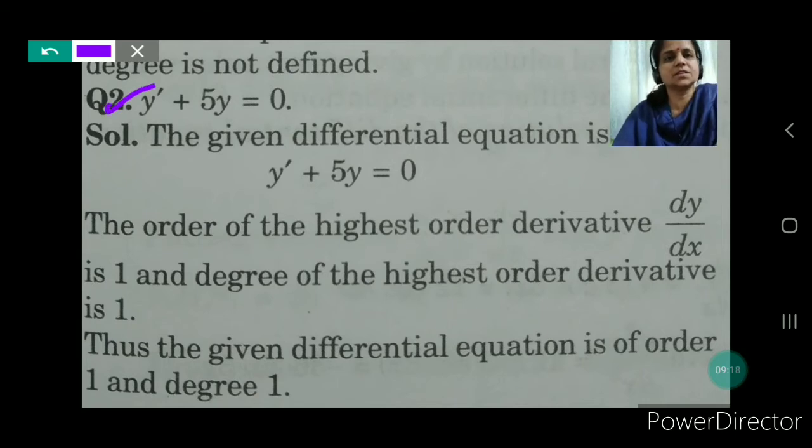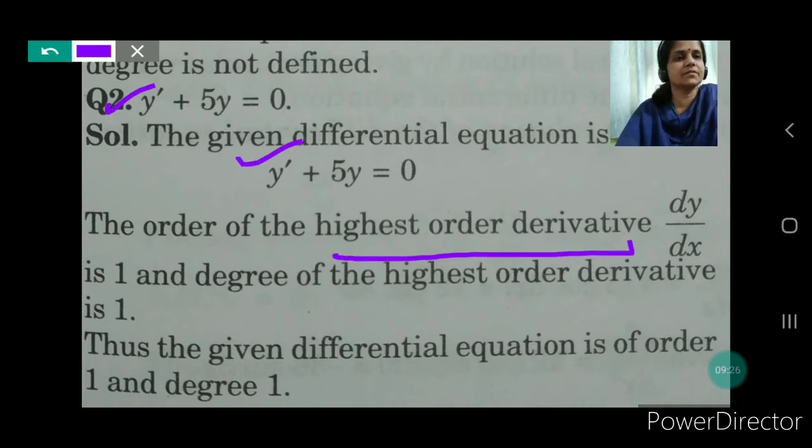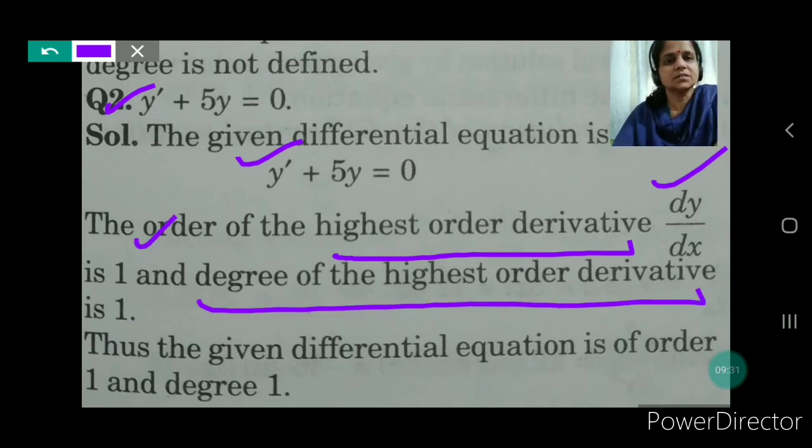Now see, it is y' plus 5y is equal to 0. Here, students, the highest order derivative is dy/dx, so order is 1. Now the degree of the highest derivative is 1. It means that power, nothing is given here, so it's 1. So here order is 1 and degree is also 1.